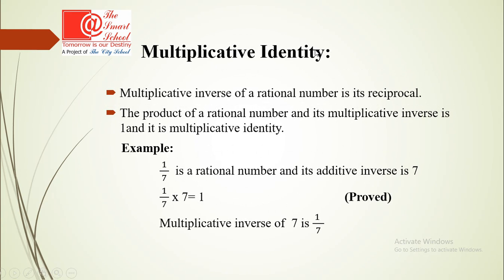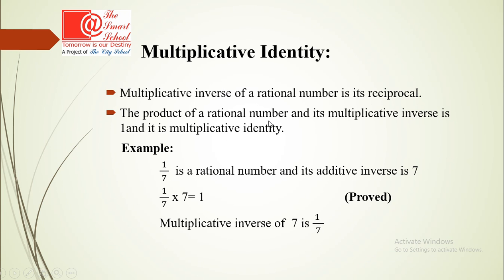Now multiplicative identity. Multiplicative inverse of a rational number is its reciprocal. The product of a rational number and its multiplicative inverse is 1, and it is the multiplicative identity. So suppose, what is the explanation of a multiplicative inverse?